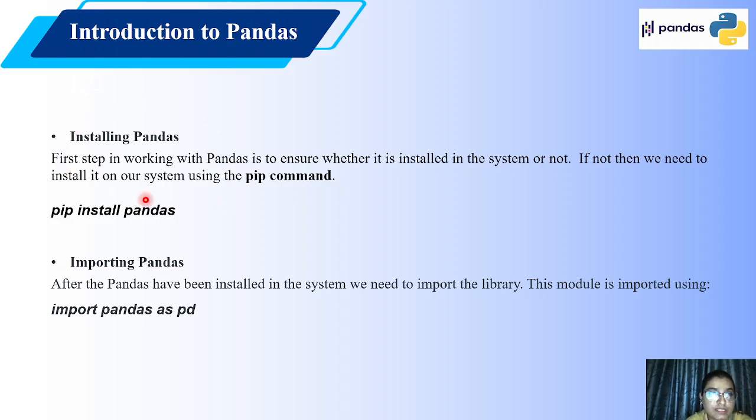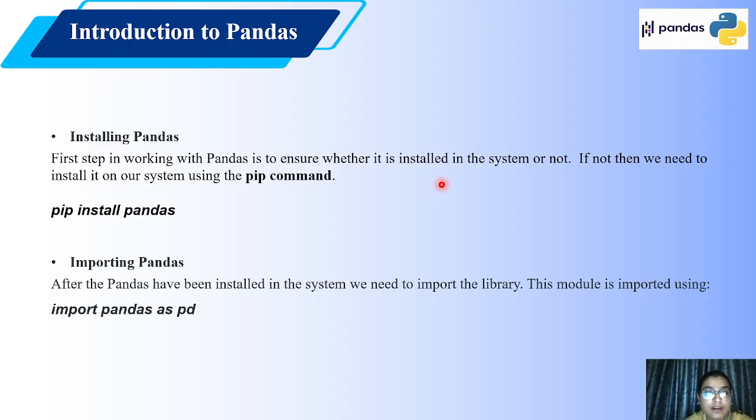Now, how to install the pandas? So the first step is when we install it in the system. So we just write this pip command. In the command prompt, we just write pip install pandas and it will install in your system.